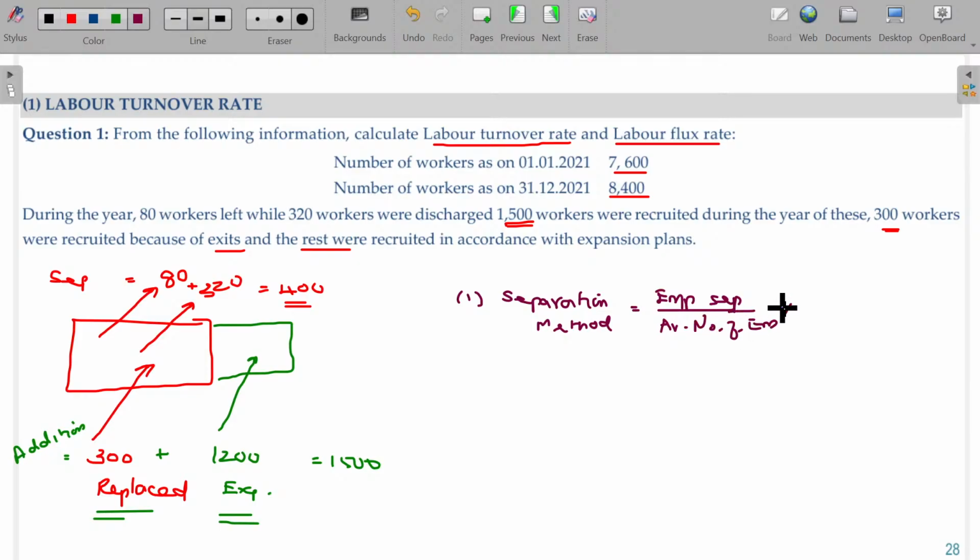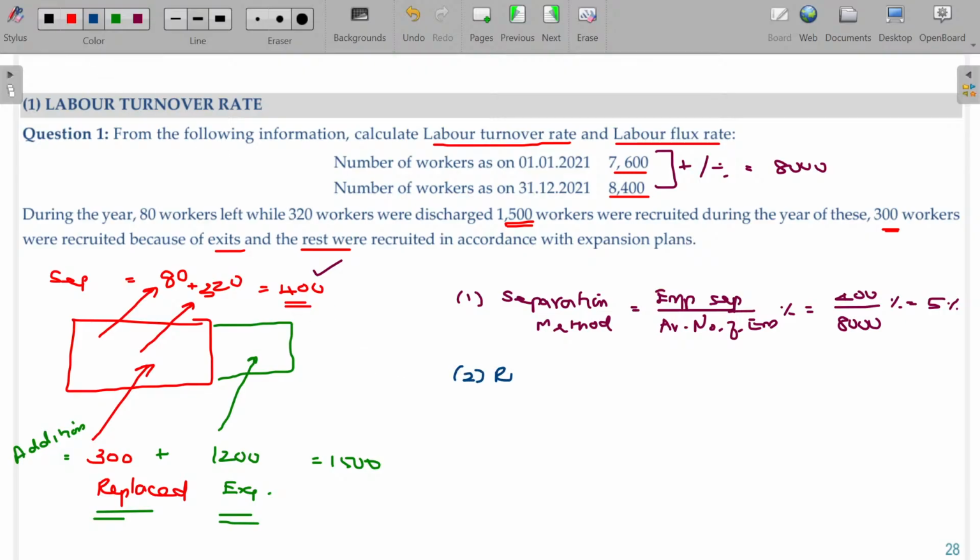How many employees are separated? That you can represent in percentage. Number of employees separated from us being 400. What is the average number of employees we have? You add these two and divide this by 2, 800 number of employees. 400 divided by 8,000. So then this will be 5%. Is that okay?